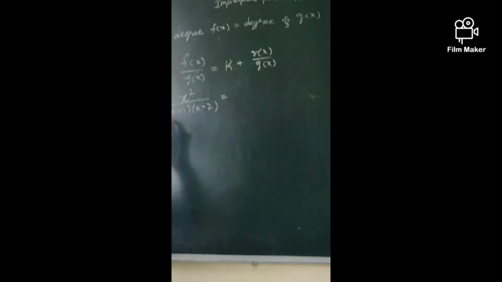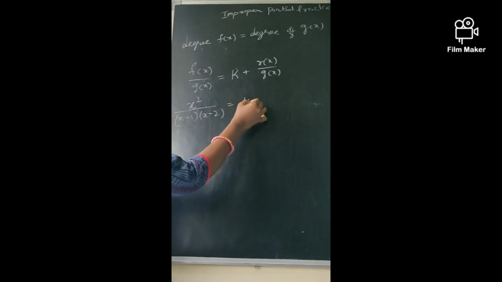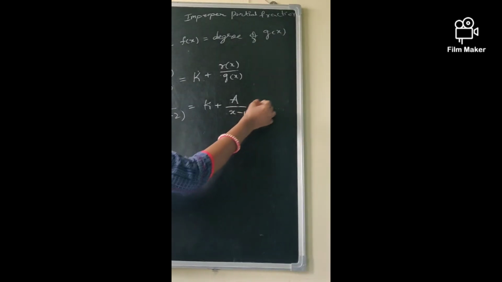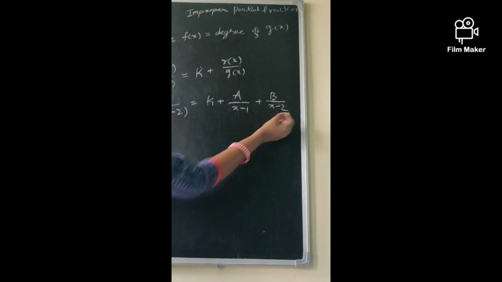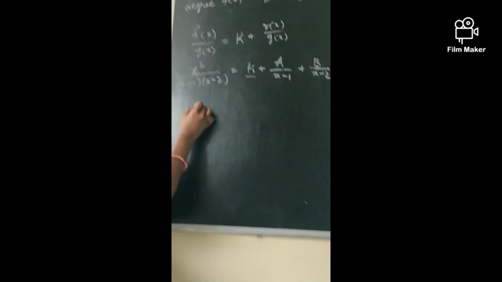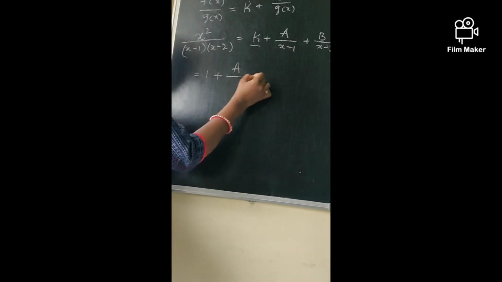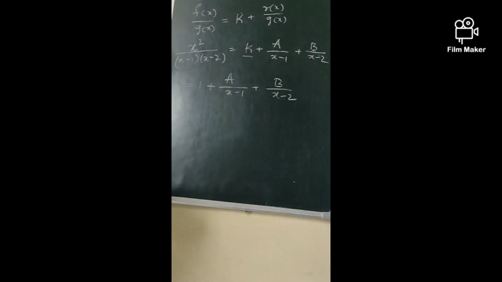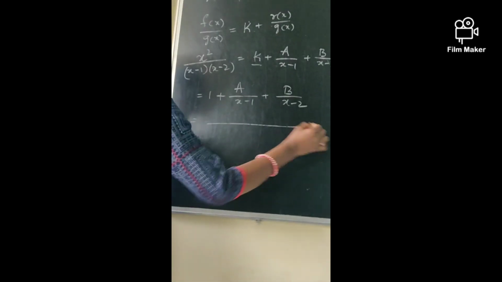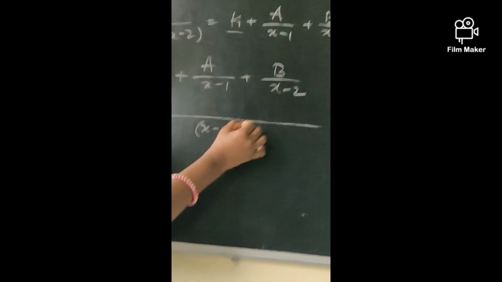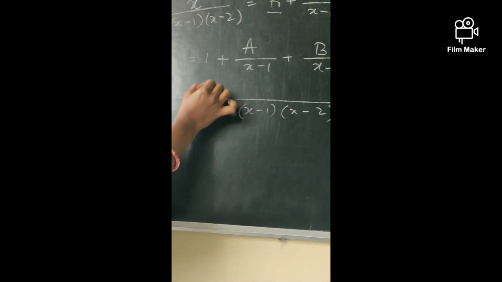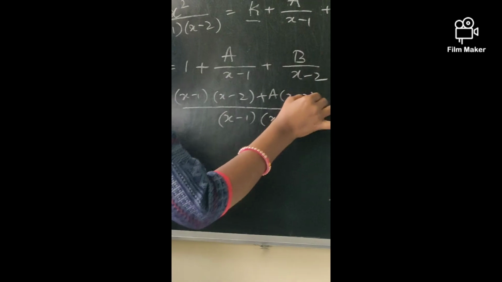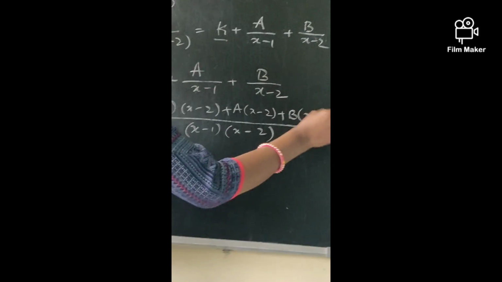Now we solve this partial fraction, that is k plus a by x minus 1 plus b by x minus 2. We already found the k value is 1. That is 1 plus a by x minus 1 plus b by x minus 2. Okay. Now taking LCM, we get x minus 1 into x minus 2 plus a into x minus 2 plus b into x minus 1.